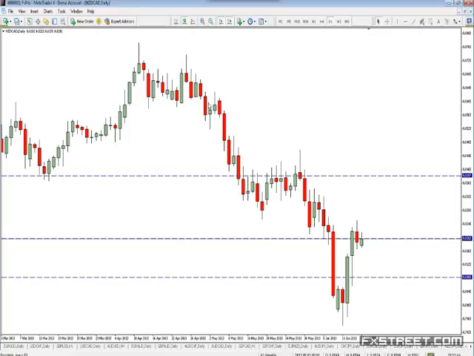Okay? So it's doing dun-dun-dun-dun. So here's a down move, here's an up move. Here's a down move, here's an up move. Here's a down move, here's an up move. Here's a down move, here's an up move. Here's a down move, and now we're into an up move.